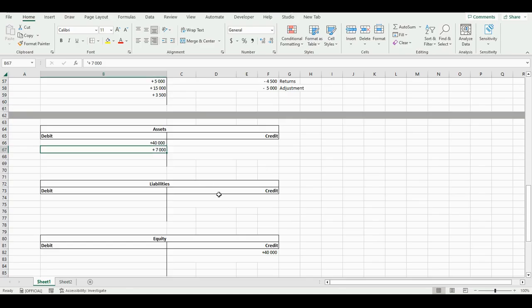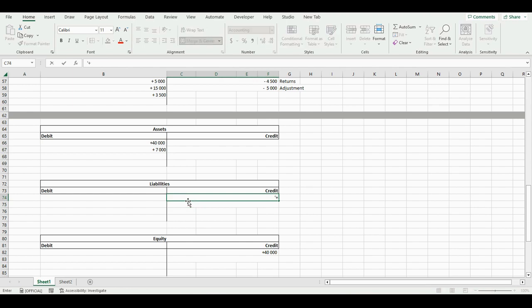7,000. And where are the people that we owe money? They are on the liabilities. And where do they increase? Remember we said they are the opposite of assets. So if assets increase on the debit side, your liabilities would increase on the credit side. Right?